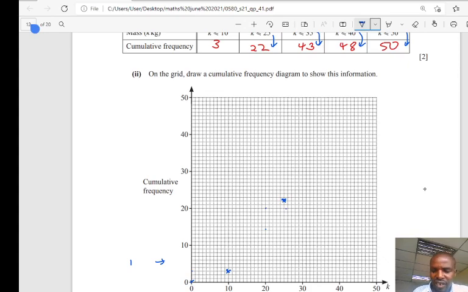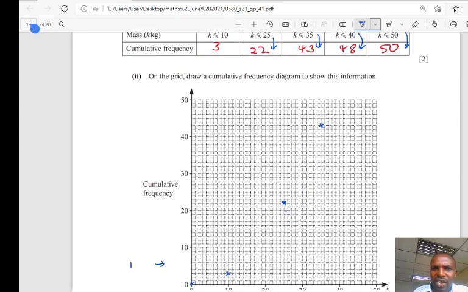Then next, 35 and 43. 30 is here, 40 is here. So 35 and 43. 1, 2, 3, 4, 5. 1, 2, 3. That's the point.